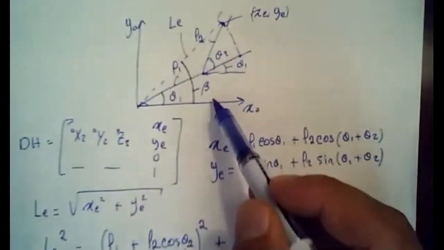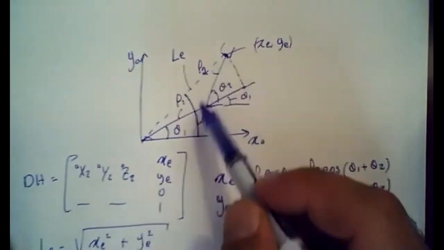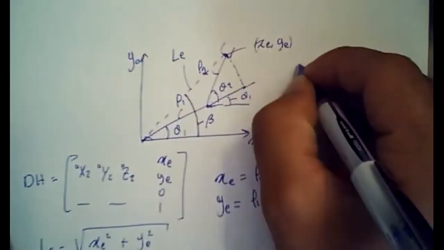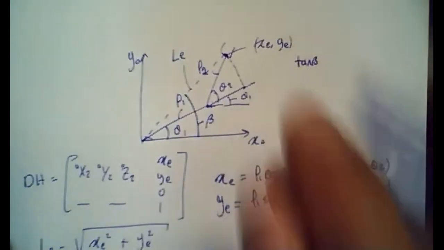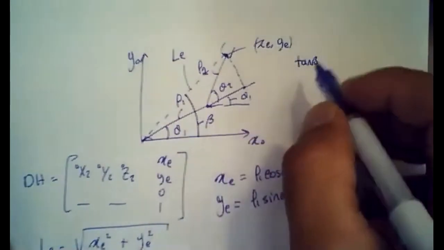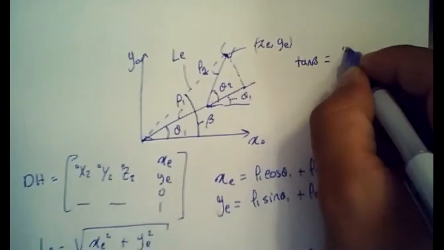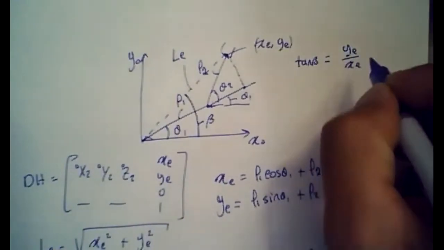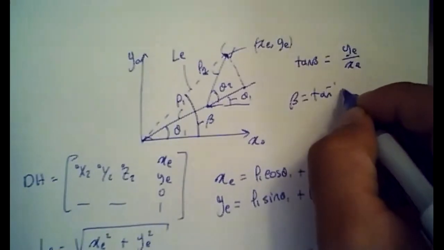So how do I find beta? I can actually find beta by looking at the tangent. Exactly. So tangent beta is going to be equal to ye over xe, right? So beta is going to be inverse tangent of that.